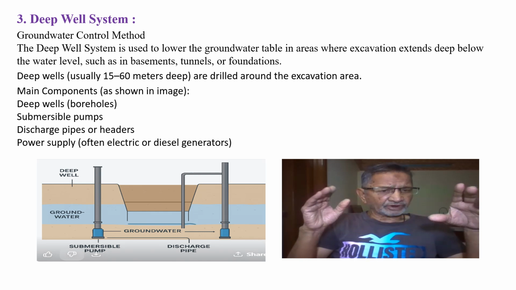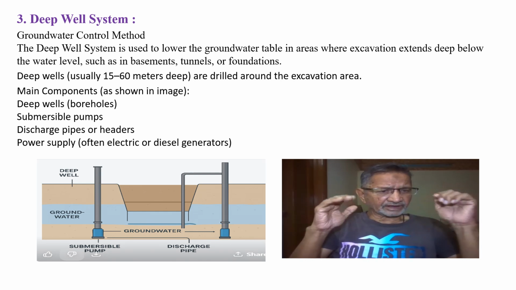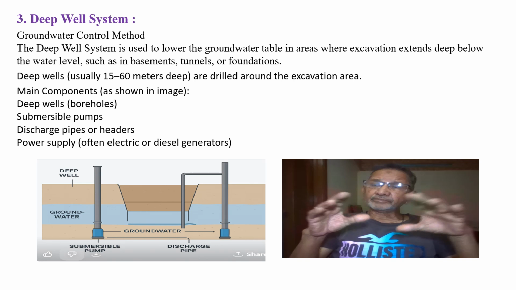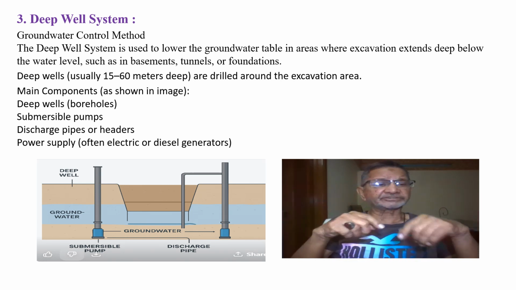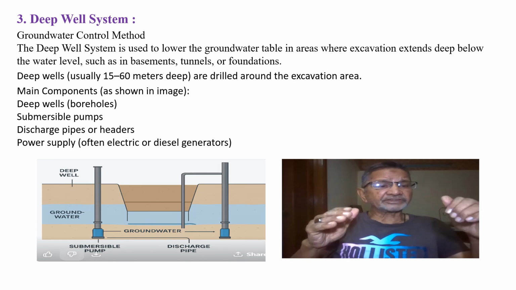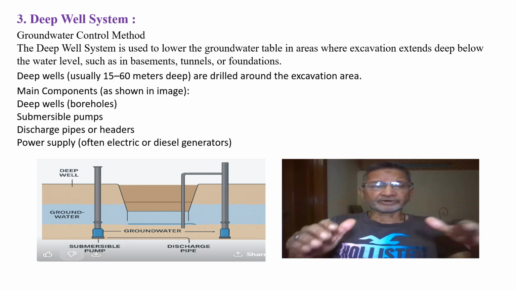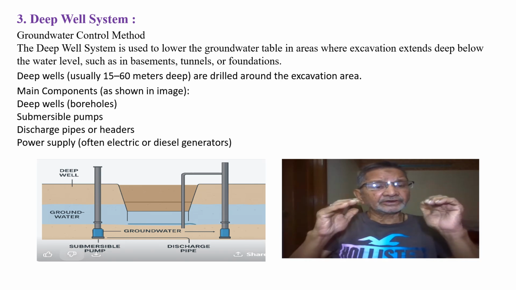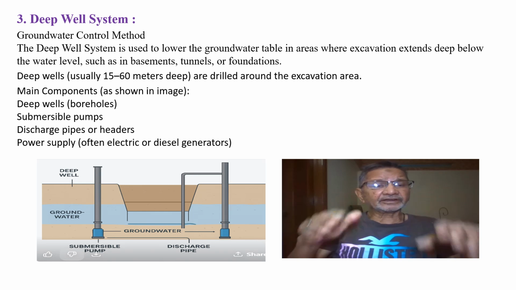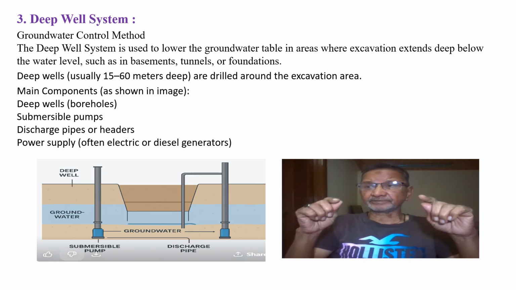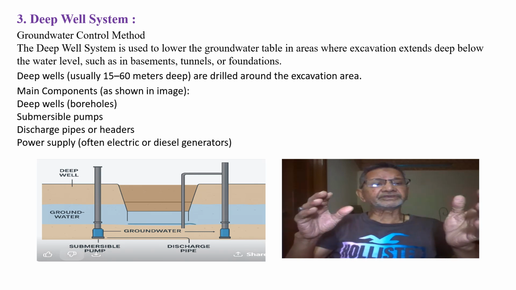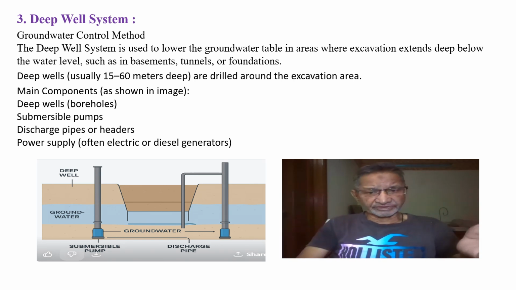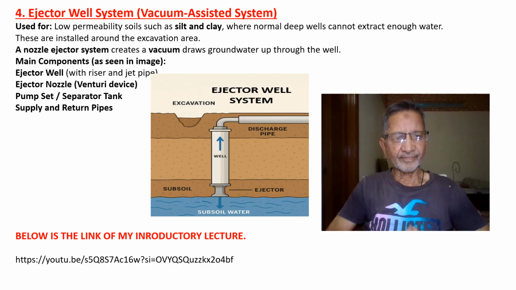Main components of this system are deep well boreholes. Boreholes are made to deepen the excavation. Discharge pipes are there. Submersible pumps are provided. Power supply, either electrical or by diesel generators, is provided. So all these components of the deep well system are used in this critical technique. Thank you very much.